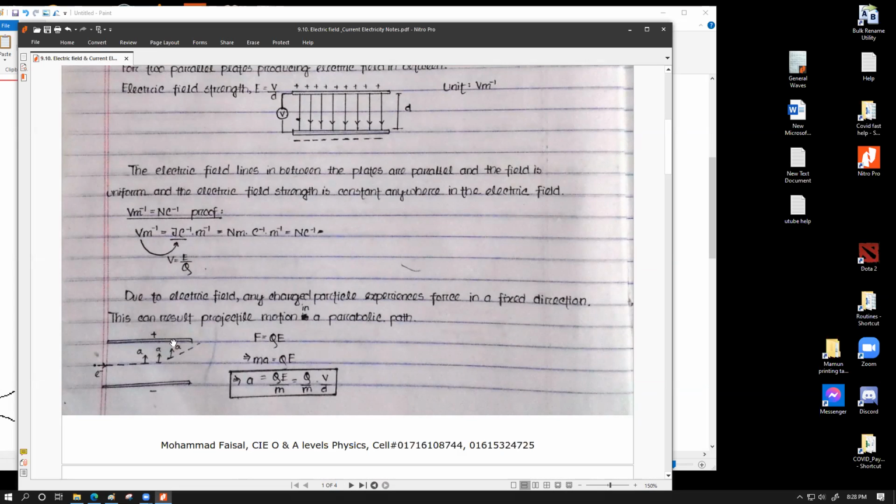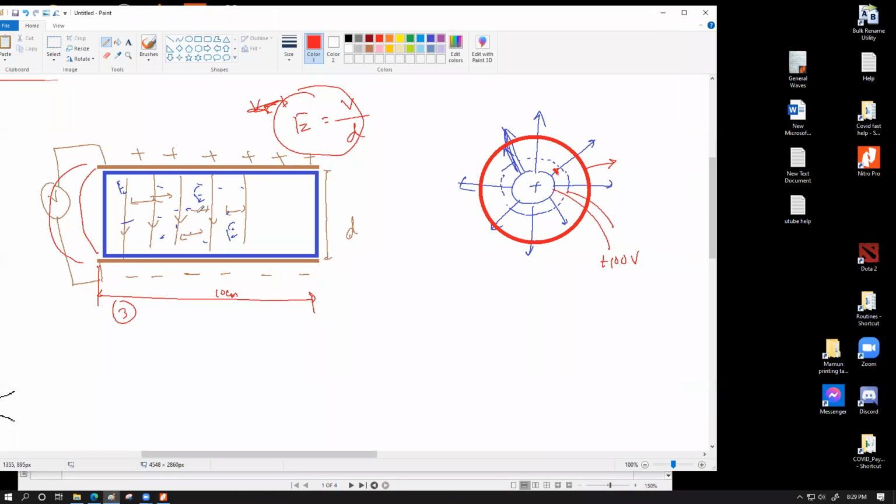We have an electric field, a uniform electric field. This is a positive plate, this is a negative plate. An electron is about to enter this field. As the electron enters this field, what is going to happen? It is definitely going to get attracted by the positive plate and repelled by the negative plate. Because the value of the electric field is the same everywhere, the value of E is the same over here.